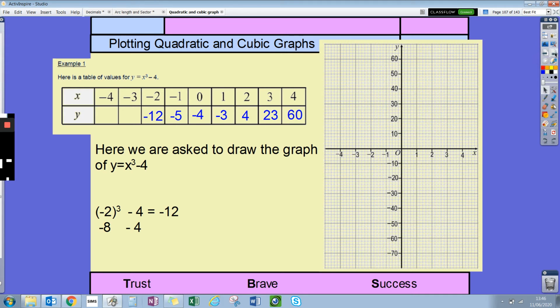Repeat again for minus 3. Minus 3 cubed is minus 27, and then we're going to take away 4, so that's getting it more negative, so that's negative 31.